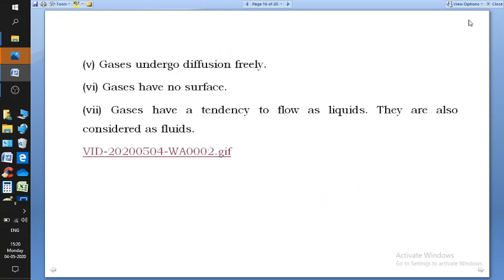So the next one is gases have a tendency to flow like liquids. Yes, they can flow. Air can flow from one position to another like a liquid, and therefore they are also considered fluids. So we have two fluids here: matter in a liquid state or in a gaseous state, which can flow from one place to another. They are considered fluids.